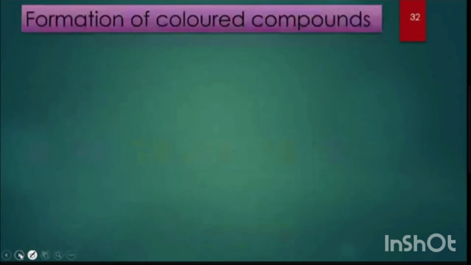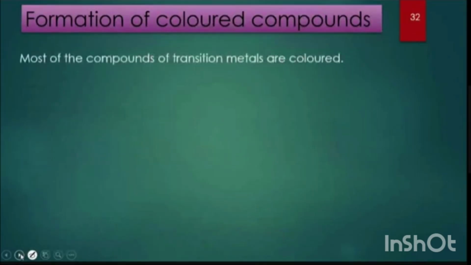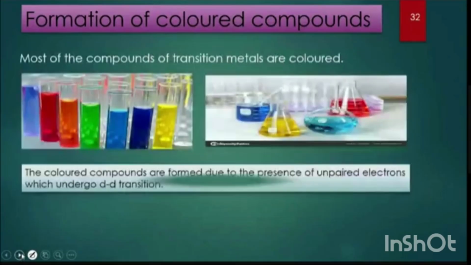The next important property is formation of colored compounds. Most of the compounds of transition metals are colored. Colored compounds are formed due to the presence of unpaired electrons which undergo d-d transition. If any transition metal is forming a colored compound, definitely the metal ions should have unpaired electrons. Color arises only due to the presence of unpaired electrons which undergo d-d transition. What is this d-d transition? Now we shall see.